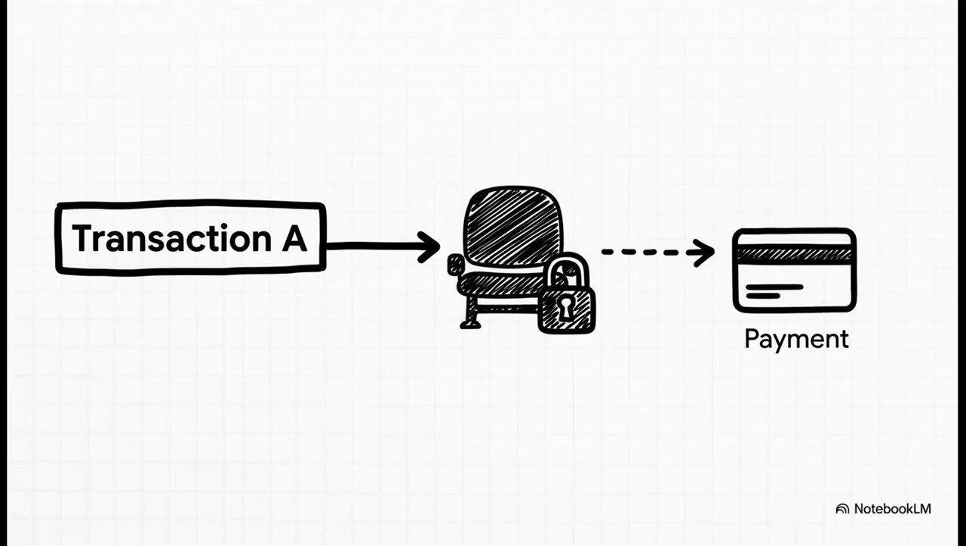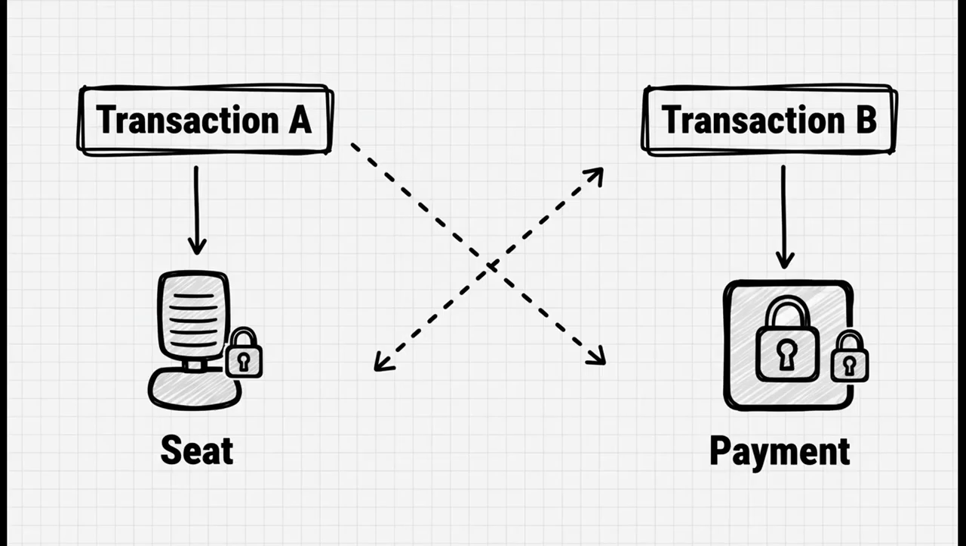Let's go right back to our ticket buying scenario. Transaction A swoops in and successfully gets an exclusive lock on the seat record you want to buy. Awesome. Its very next step is to lock your payment record so it can process the charge. But at the exact same instant, another process, let's call it transaction B, maybe it's processing a refund, locks that very same payment record. And what does it need next? Oh, you guessed it, the seat record that transaction A is currently holding.